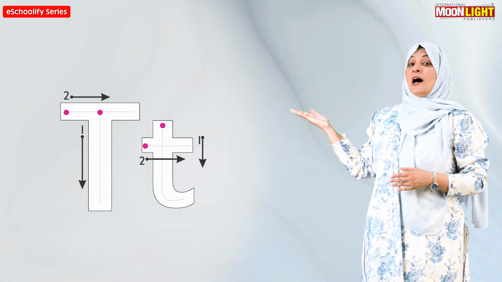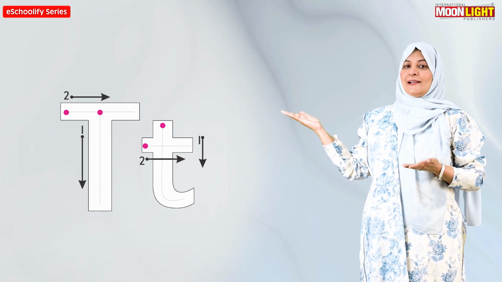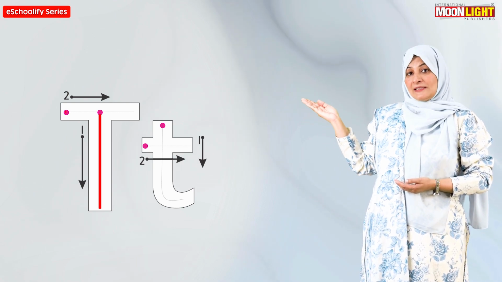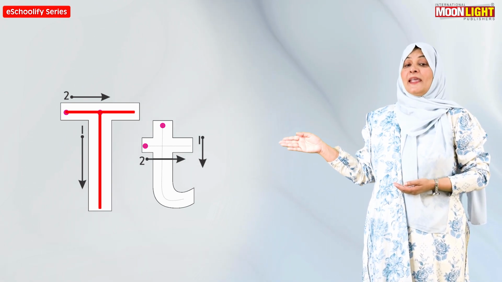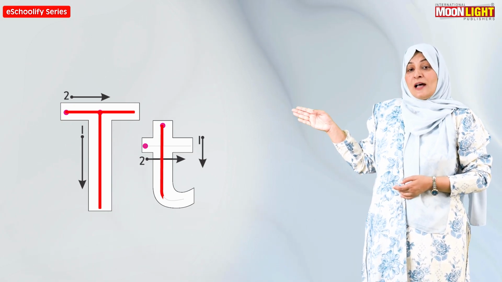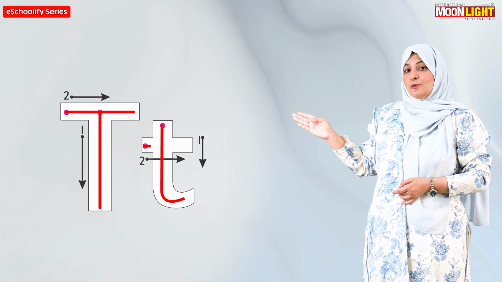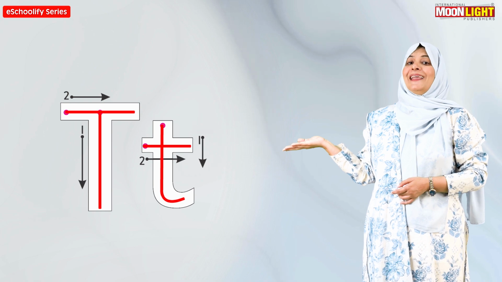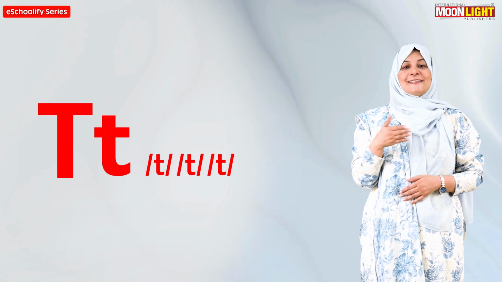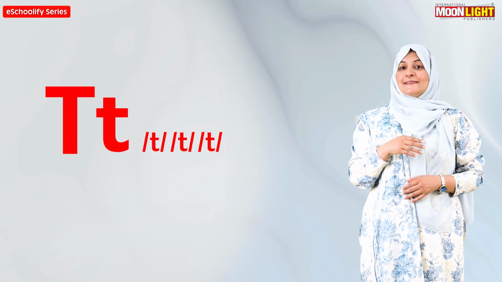Firstly, we will teach how to write it. Uppercase letter T. Start from the first line, come straight down, make a sleeping line. It will make capital T. Start from the red dot. Come straight down, turn the loop, make a cut. It will make small t. Capital T, small t, and the sound of T is t, t, t.